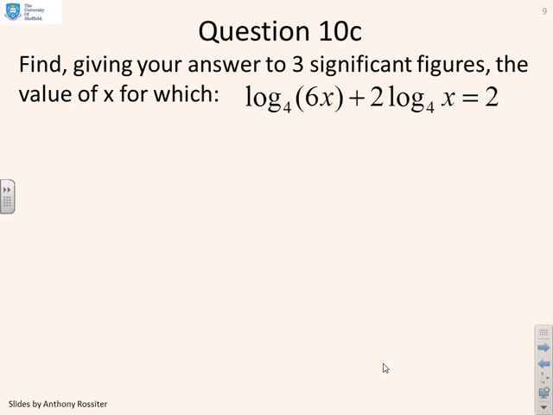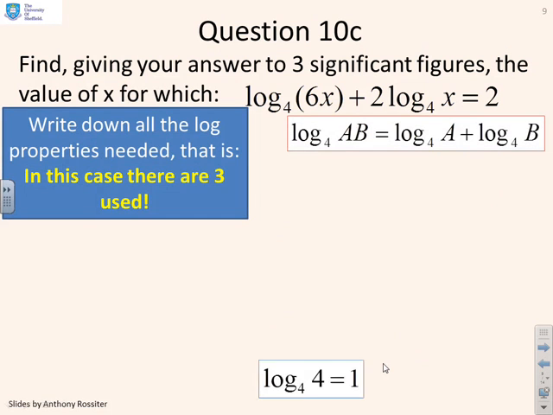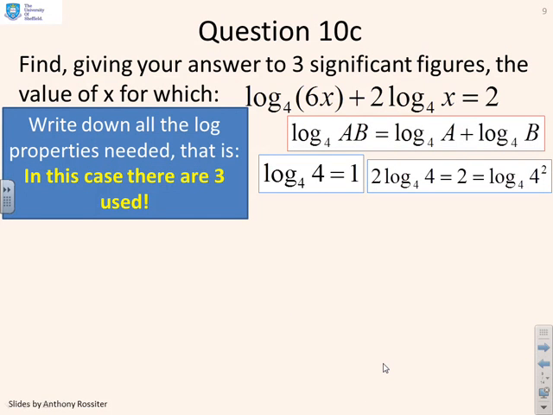Next one, again you'll see this is a very similar sort of problem. So what we're going to do is go through straight away and just say, okay, what techniques will we need to use? We're going to use the product rule because we have a plus here, and because we've got log 4, we're just going to remind ourselves that we might need log 4 of 4 equals 1, or we might need to use things like the power rule on log 4.